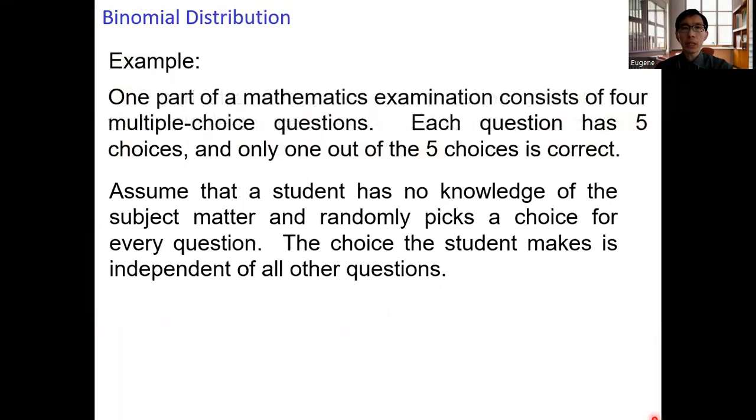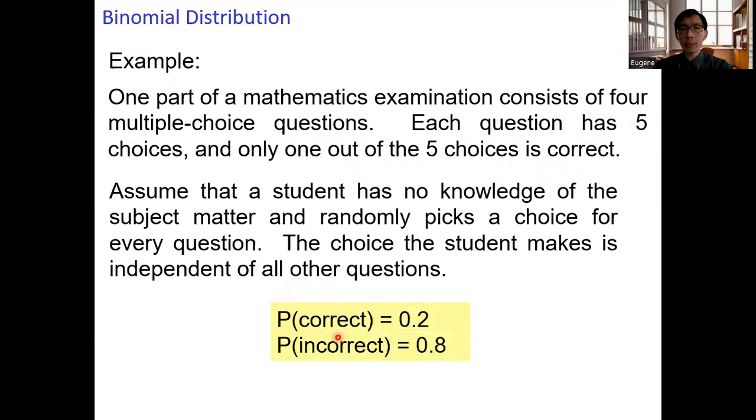What is the probability of success? Here in the question, each question has 5 choices and only 1 out of the 5 choices is correct. So the probability of success, which corresponds to the probability that the question is answered correctly, is 0.2, 1 over 5. And the probability that the question is answered incorrectly is 0.8.